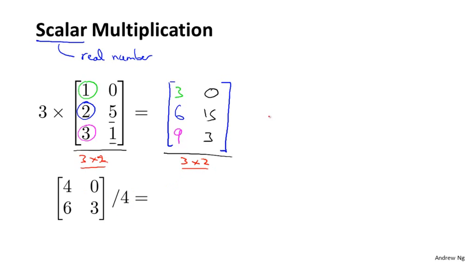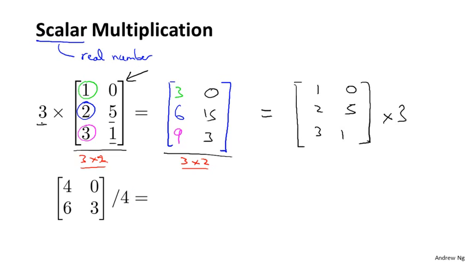And by the way, you can write multiplication either way. So I had 3 times this matrix. I could also have written this matrix 1, 0, 2, 5, 3, 1. I just copied this matrix over to the right. I can also take this matrix and multiply it by 3. So whether it's 3 times the matrix or the matrix times 3 is the same thing, and the thing here in the middle is the result.